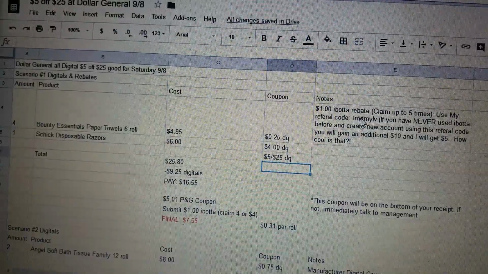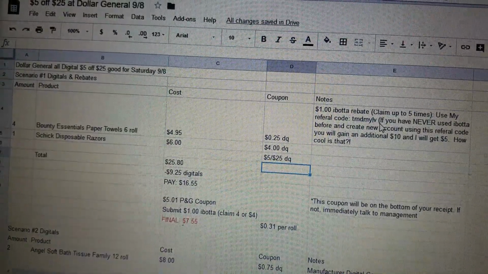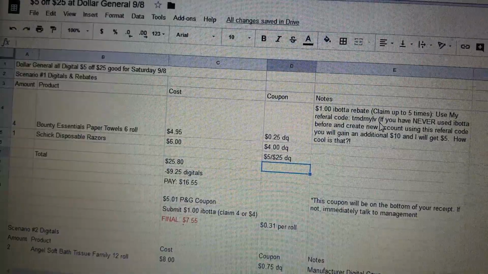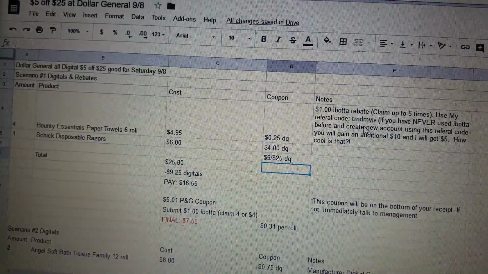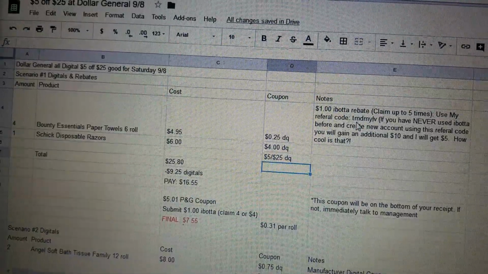But we are going to be pairing it up with the $1 Ibotta rebate that you can claim up to 5 times.